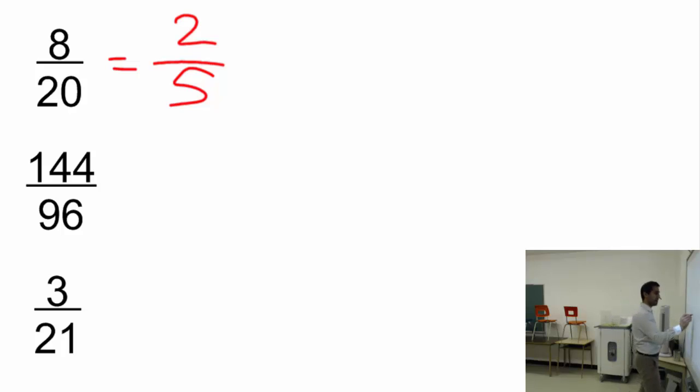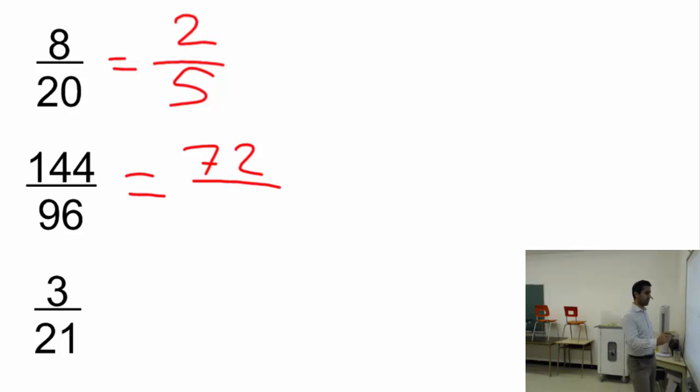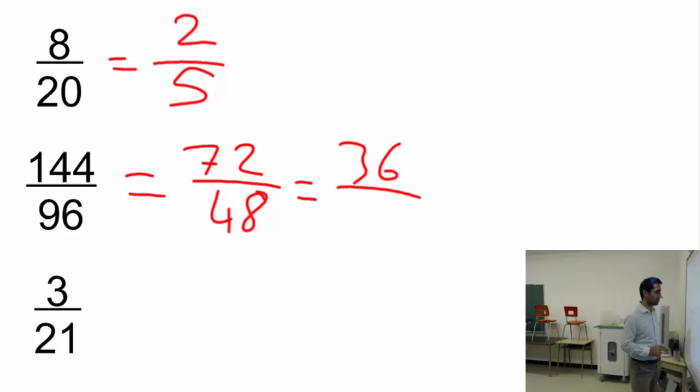How about that ugly big number, 144 divided by 96? I'm just going to go with 2s. I can divide both of them by 2. That will be 72. This will be 48. And I can divide both of them by 2 again. So that's going to be 36. This is going to be 24.